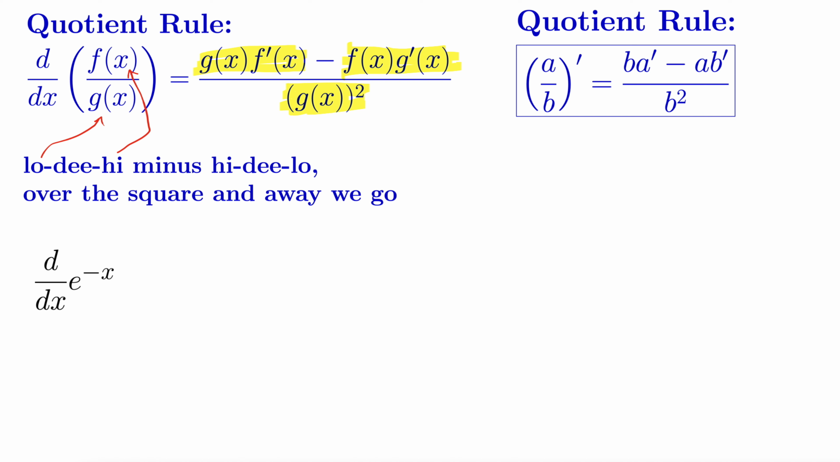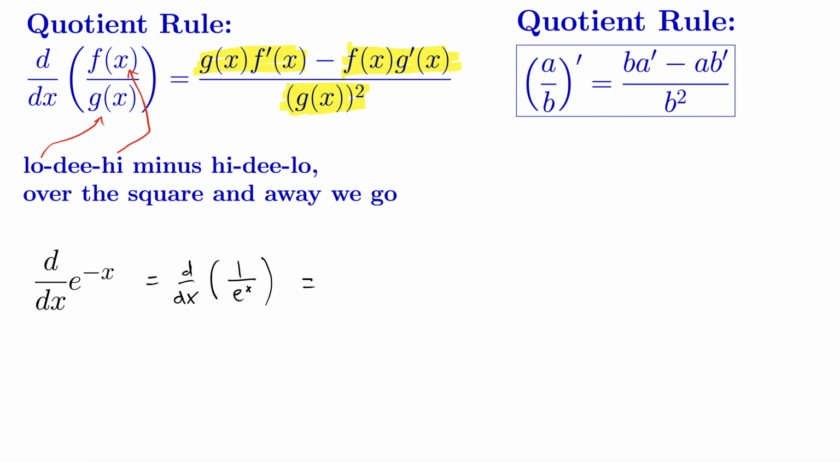Let's try another example. Here we have d by dx of e to the negative x. So that's the derivative of e to the negative x. And we'll eventually learn something called the chain rule, which will be an easier way to evaluate this. But for now, let's rewrite this as d by dx of 1 over e to the x. And now we can use our quotient rule on it.